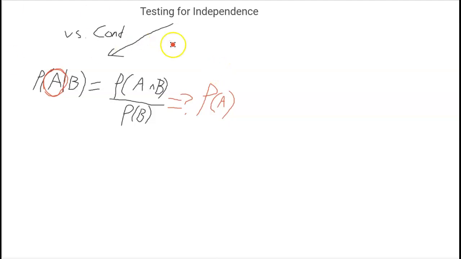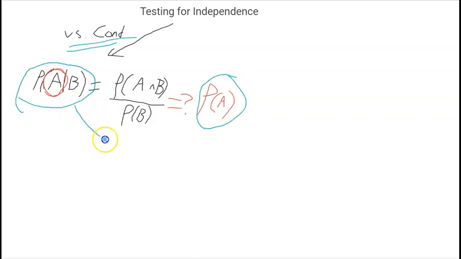So when we need to test independence and we know the conditional probability, we ask ourselves, is the conditional probability equal to the probability without any change? Equal or not? If equal, then we have independence. Simple as that.